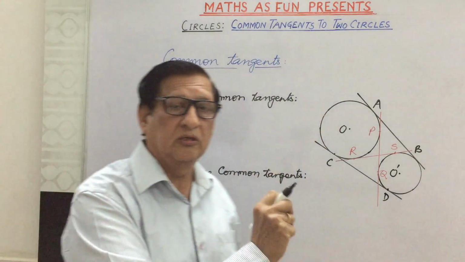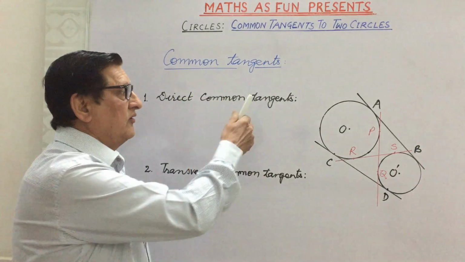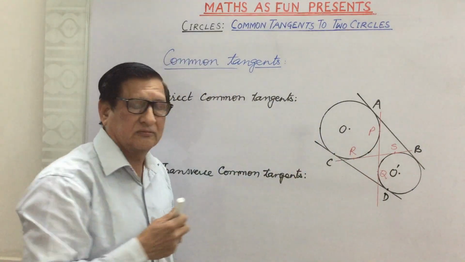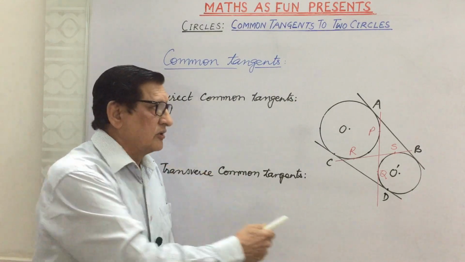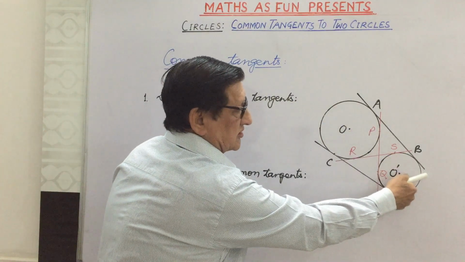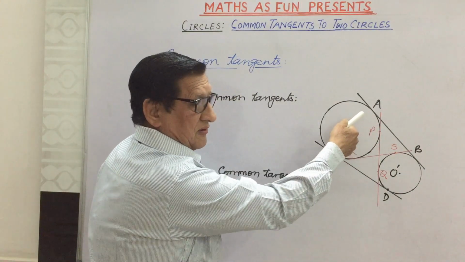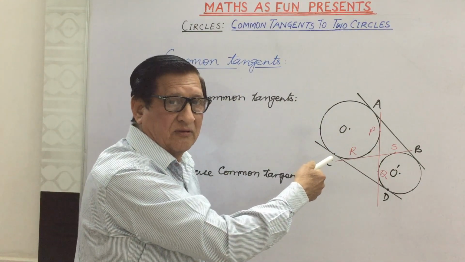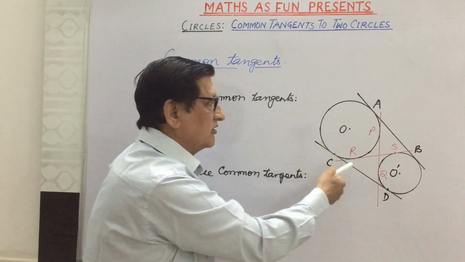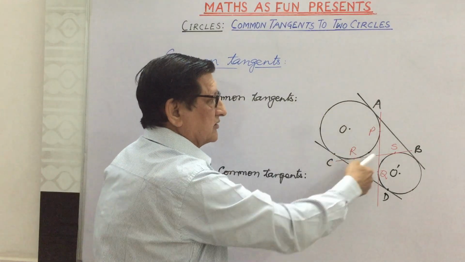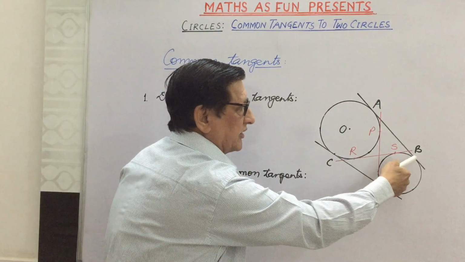Let's discuss the common tangents now. See, suppose these are two circles we have with center O and O dash. We can draw the common tangents like this is a common tangent and the points, we call them the points of contact. So A is the point of contact at this circle and B is the point of contact at this circle.